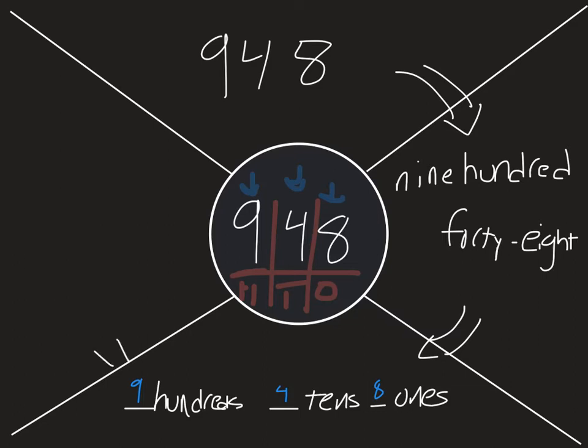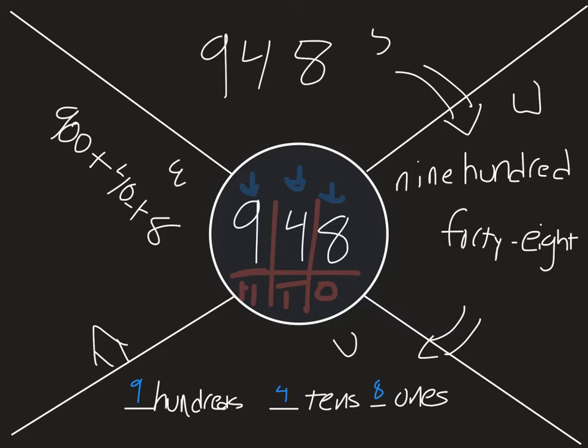Now, lastly, we're going to go ahead and look at expanded form. Expanded form is when we take our units and write them out as a number sentence. So if we have 9 hundreds, then that means we can write out 900. We have to add everything together to make the total. So plus 4 tens, which is 40, plus 8 ones, which equals 8. And there we go. We've written out 948 in standard form, word form, unit form, and expanded form.